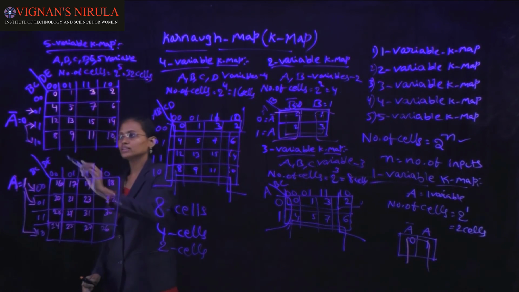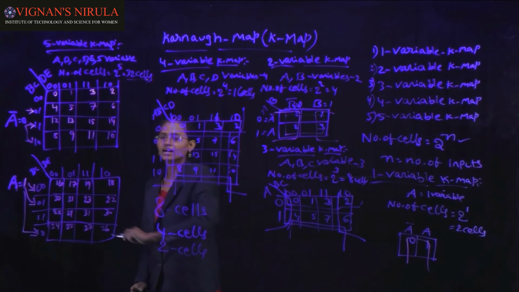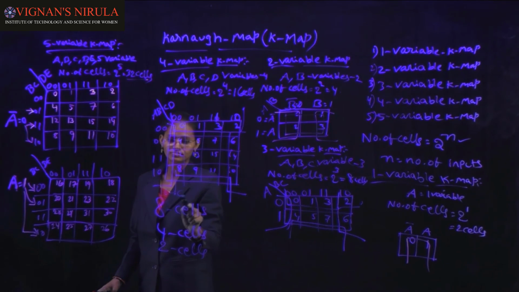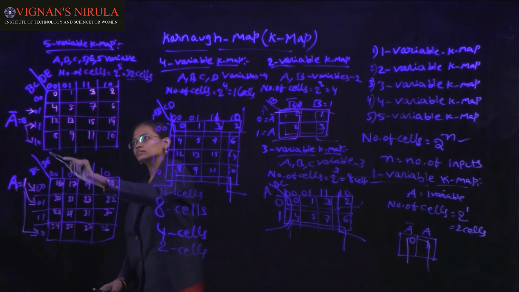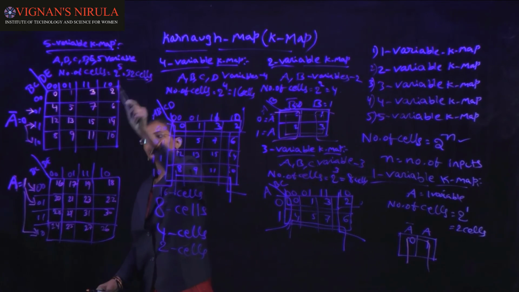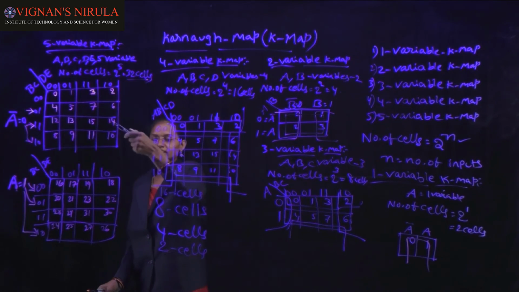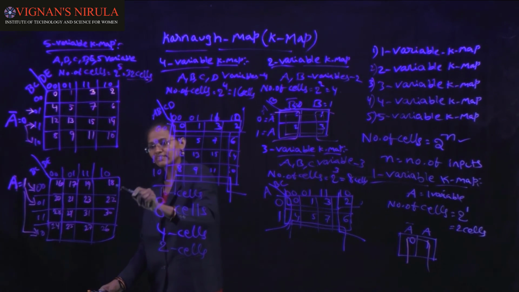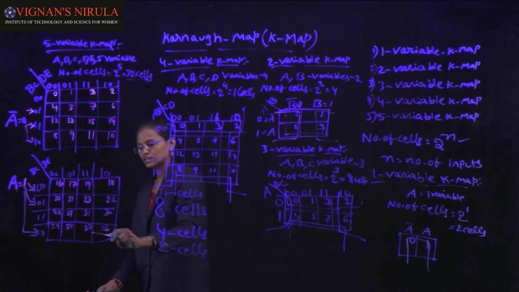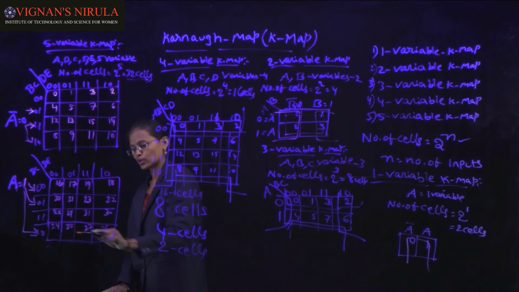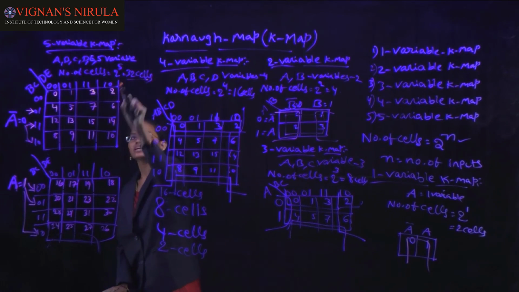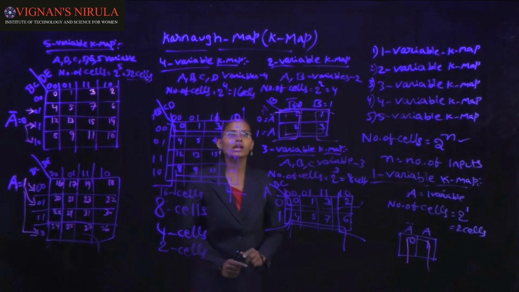And here we group where A bar is there and A is also there. So we group the 16 cells. Okay. Here 0 1 2 3 and 8 9 10 11, and same places in A equal to 1 cells, that is 16 17 18 19 and 24 25 26 27. Okay, same places, we group the same places. Okay, this is overall about the K-map.